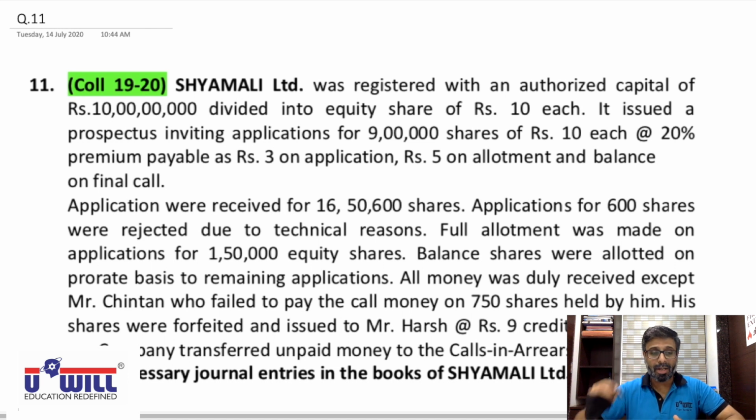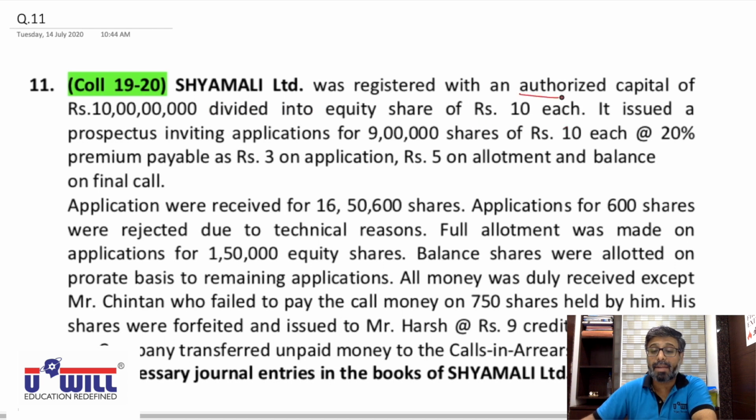So all of you take out question number 11 of your study material. Okay, question number 11 of your study material. Be attentive. Shamli Limited was registered with an authorized capital of rupees 10 crores divided into equity shares of rupees 10 each.